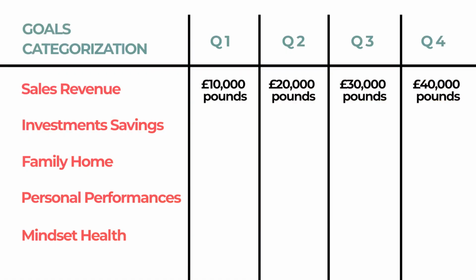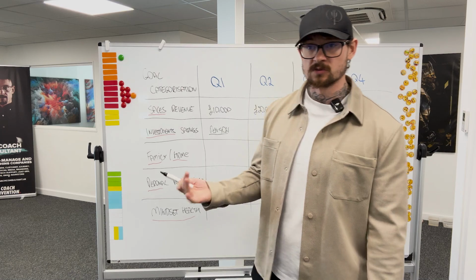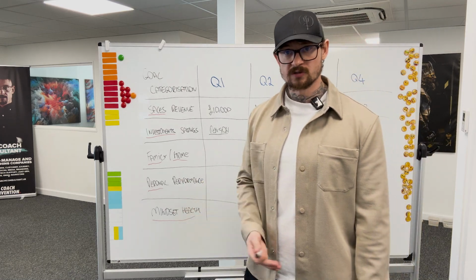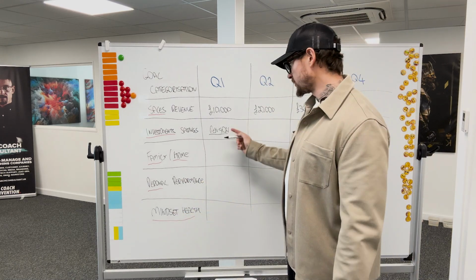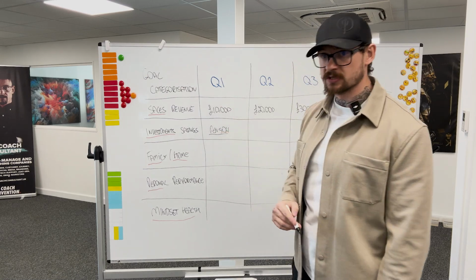Sweet. So in Q1, what I'll be doing is looking at actually getting a pension set up. I run all my pensions and my ISAs and my investments with Ryan Moore, the wealth coach. So if you've not seen him, check him out. But I'm like, right, sweet, if I hit that target, I'm going to get my pension set up.